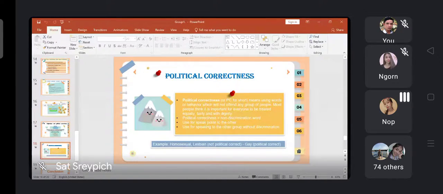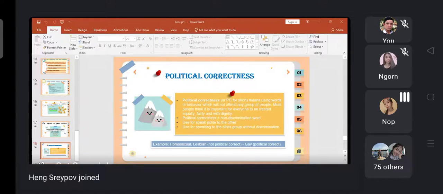The next slide is about political correctness. Political correctness, or PC in short, means using words or behavior which will not offend any group of people. Most people think it is important for everyone to be polite. For example, in a public place, in a group of friends, we have 5 or 10 or even more people around. If you see a guy who acts like a girl, you shouldn't call him gay or something. You should respect his privacy, and it is not appropriate to say that to people in a public place, because it might offend them or make them embarrassed.